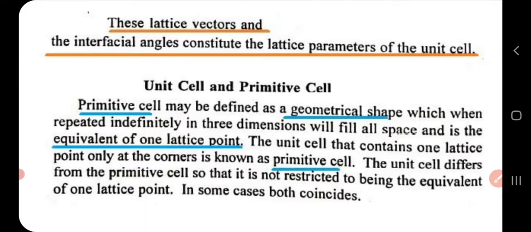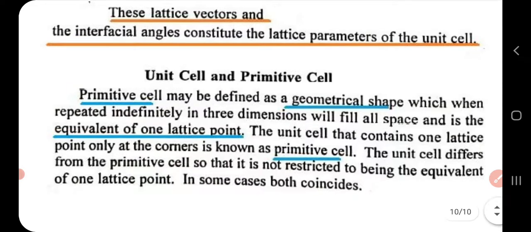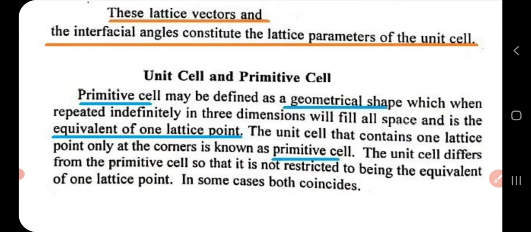Next is primitive cell. A unit cell that contains one lattice point only at corners is called a primitive cell. Or it can also be defined in another way, that is, a primitive cell is the smallest volume cell having only one lattice point per cell. Whereas a non-primitive cell means the smallest volume cell having more than one lattice point per cell.